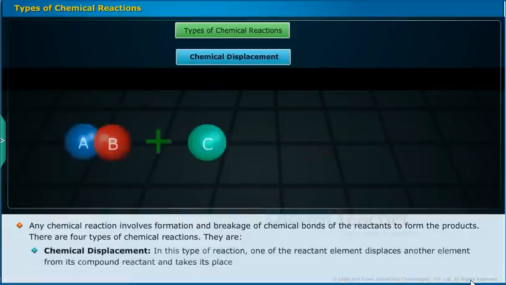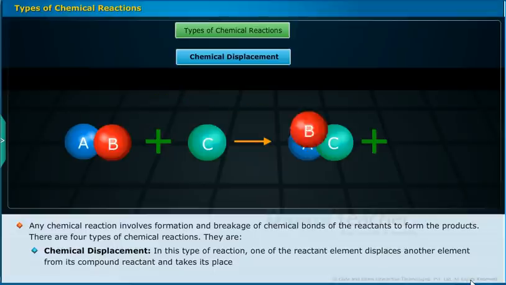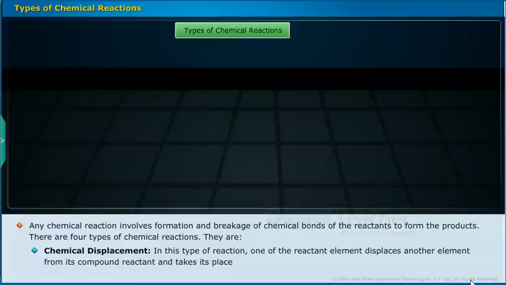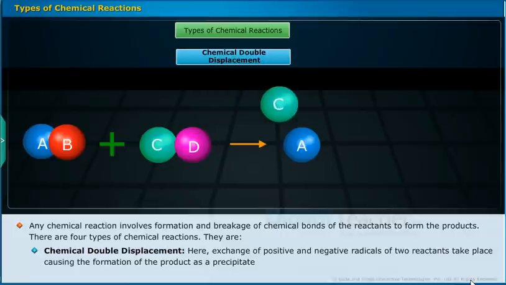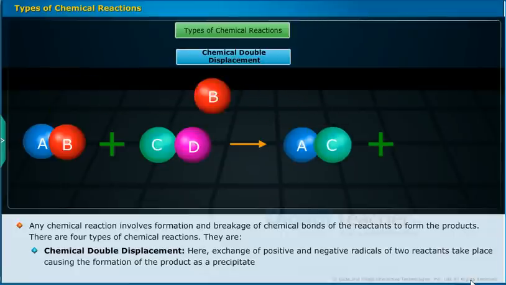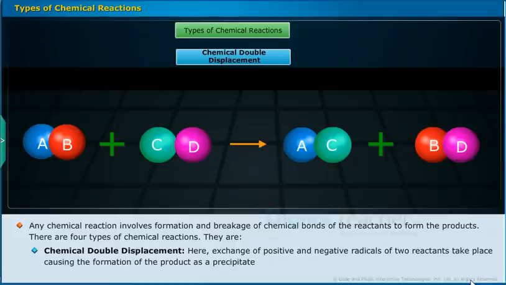Chemical displacement. In this type of reaction, one of the reactant element displaces another element from its compound reactant and takes its place. Chemical double displacement. Here exchange of positive and negative radicals of 2 reactants take place, causing the formation of the product as a precipitate. Let us learn about each of these types of reactions in detail. We begin with an example of chemical combination reaction.